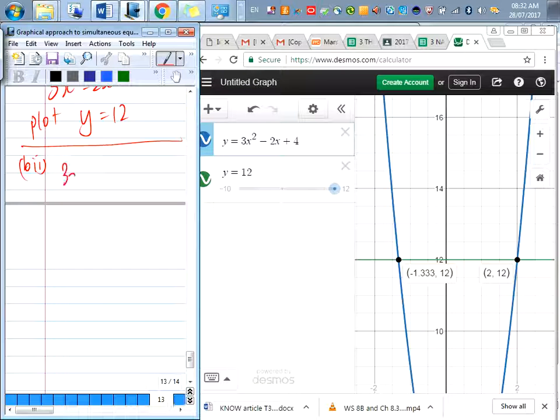Part 2, I have to solve 3x squared minus 2x minus 3 equals 0. So what should I plot? Hey Kai, I'm still asking you. You already got part of the answer. The rest, who's not done?